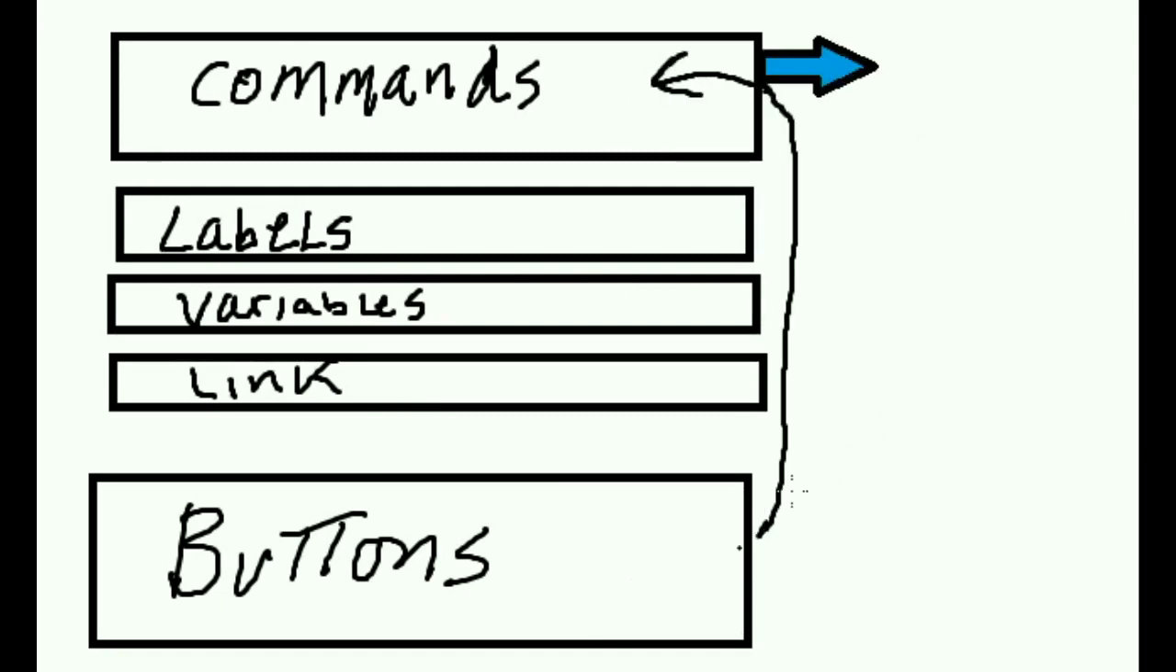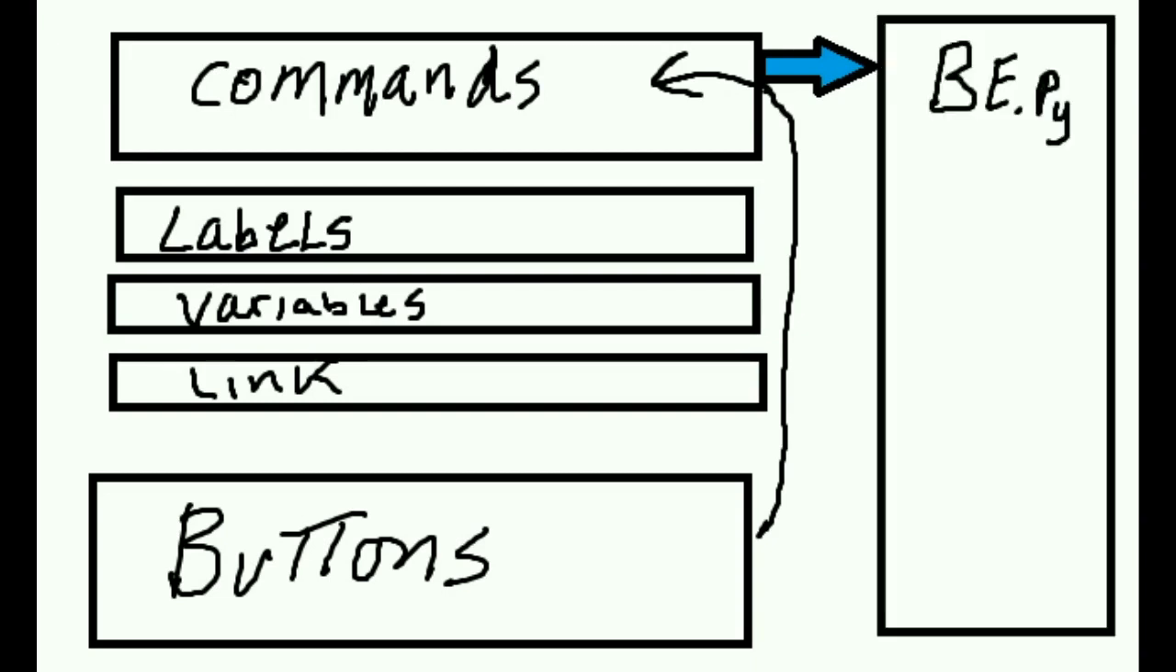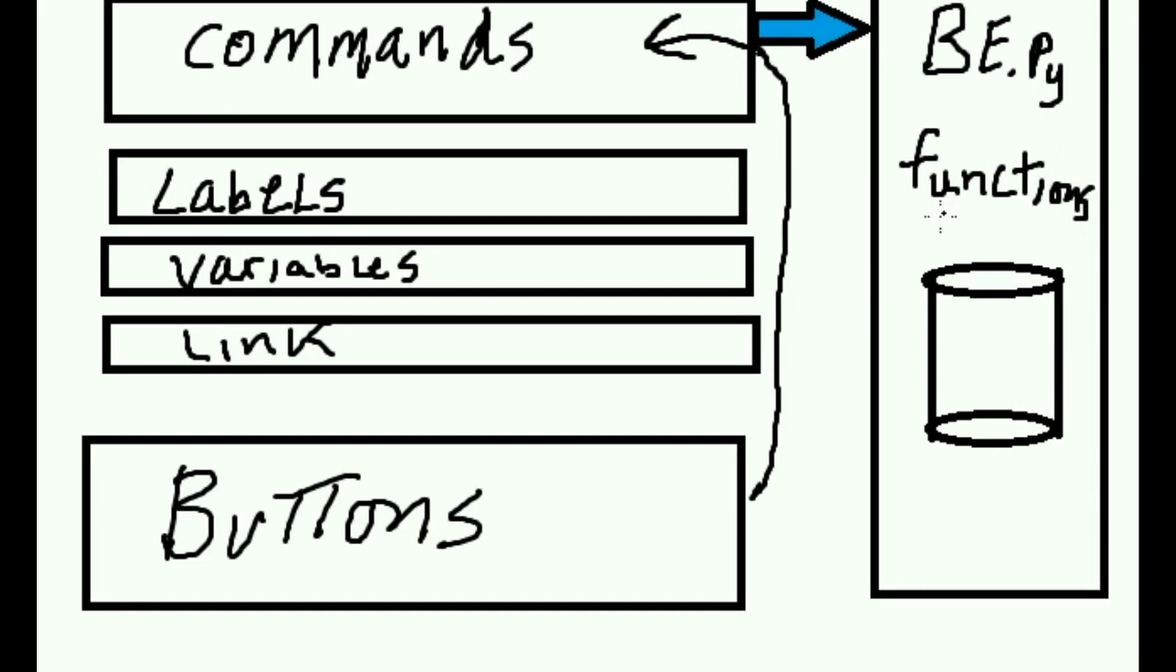Now, while the button section points to the commands section, sometimes the commands get a little bit intense. They need help. In that case, they call for help in the BE.py file, which has a variety of functions defined therein. And these functions are involved in a lot of disk I/O.